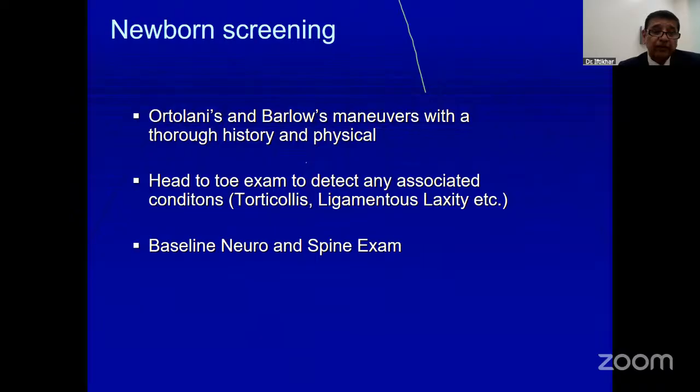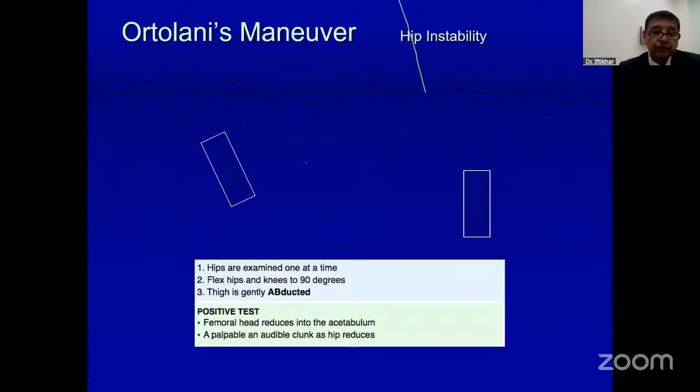Now, one must continue the screening where you do the Ortolani and Barlow maneuvers with a thorough history and physical examination, a head-to-toe examination, to detect any associated conditions. Sometimes you will see a child with torticollis, ligamentous laxity. All these are basic things one has to look into. A baseline neuro and spinal exam would help in diagnosis.